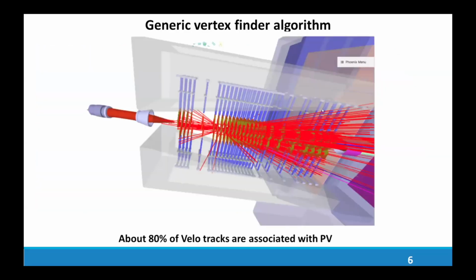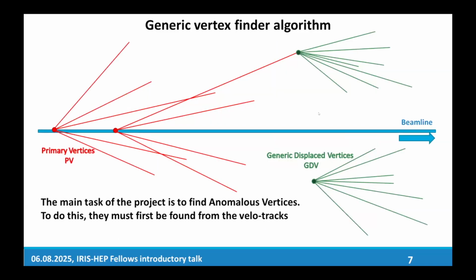There we can see the scheme of the near interaction region, where we can see that most valid tracks are associated with primary vertices, it's about 80%. So let's look closer at what we have in this region. There we can see a huge number of valid tracks, and we can use them to reconstruct the decay vertices.